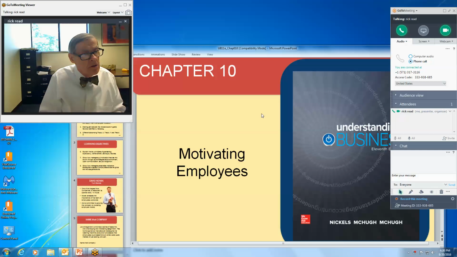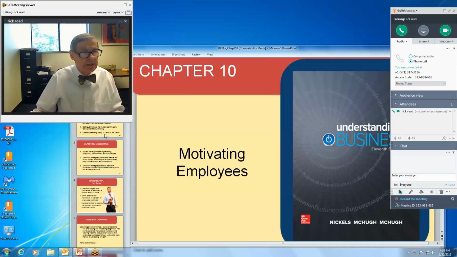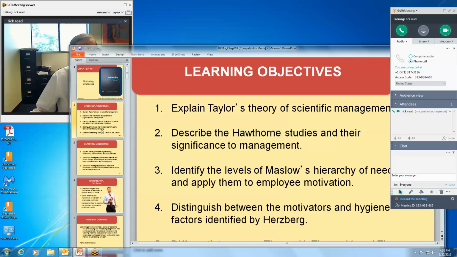This afternoon and early this evening, we're going to cover chapters 10, 11, and 12. Chapter 10, Motivating Employees. Chapter 11, Human Resource Management, Finding and Keeping the Best Employees. And then we'll move to Chapter 12, which is labor, dealing with unions and labor management issues. So let's look at the objectives for Chapter 10.